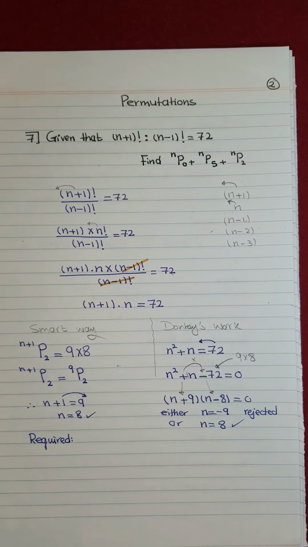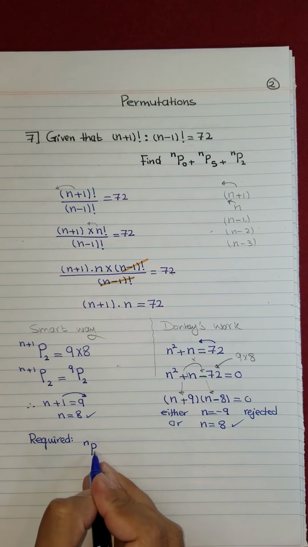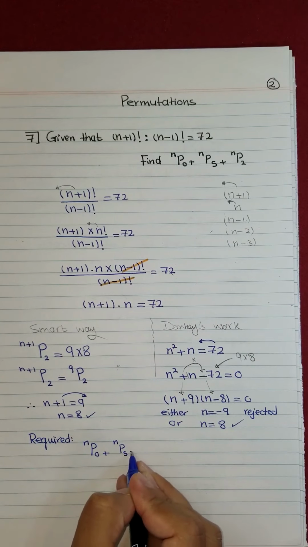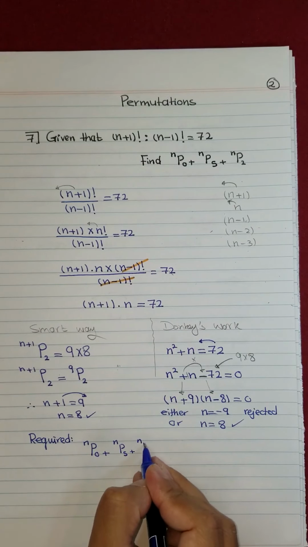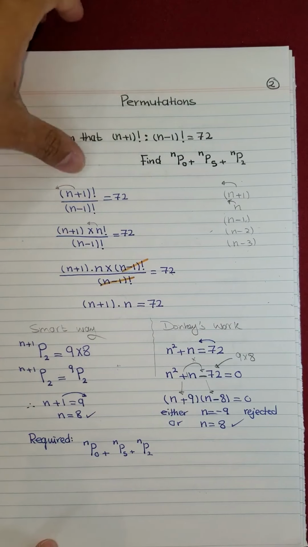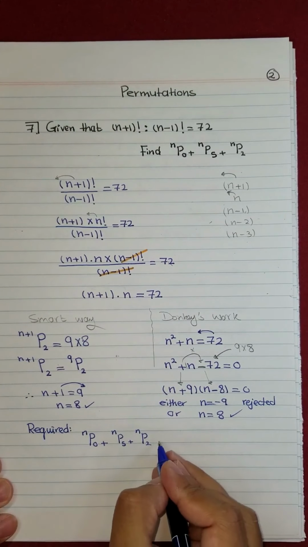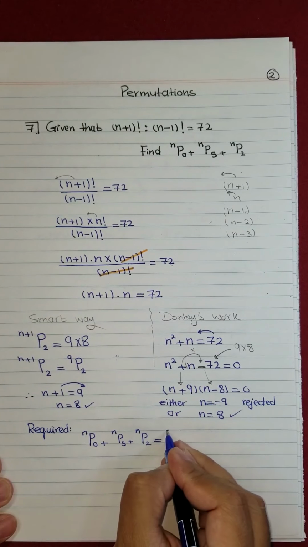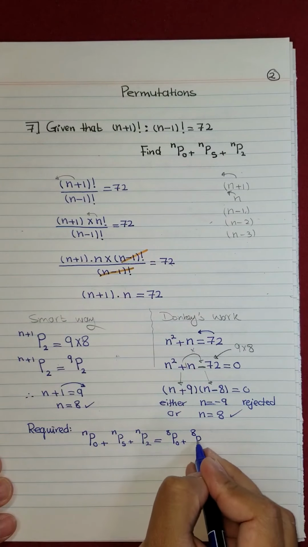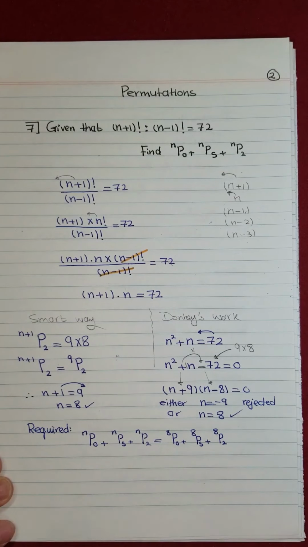is the following. It is required to find n permutation 0 plus n permutation 5 plus n permutation 2. Now we have already found the value of n, and we've established that the value of n is equal to 8. So this is going to be equal to 8 permutation 0 plus 8 permutation 5 plus 8 permutation 2. Now look at this, guys.